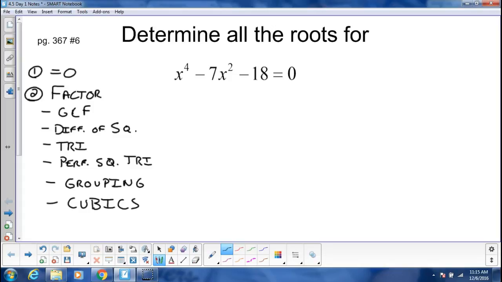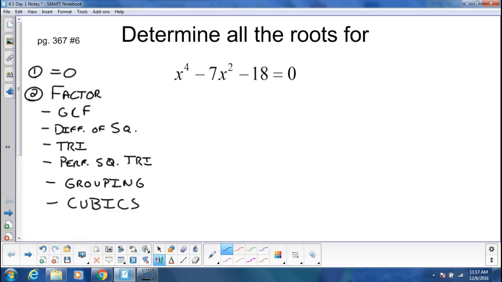Why is x to the fourth minus 7x squared minus 18 not a difference of perfect squares? Negative 18 is not a perfect square either. Difference of perfect squares only has how many terms? 2. How many terms are in this one? 3. So it's not the difference of perfect squares.